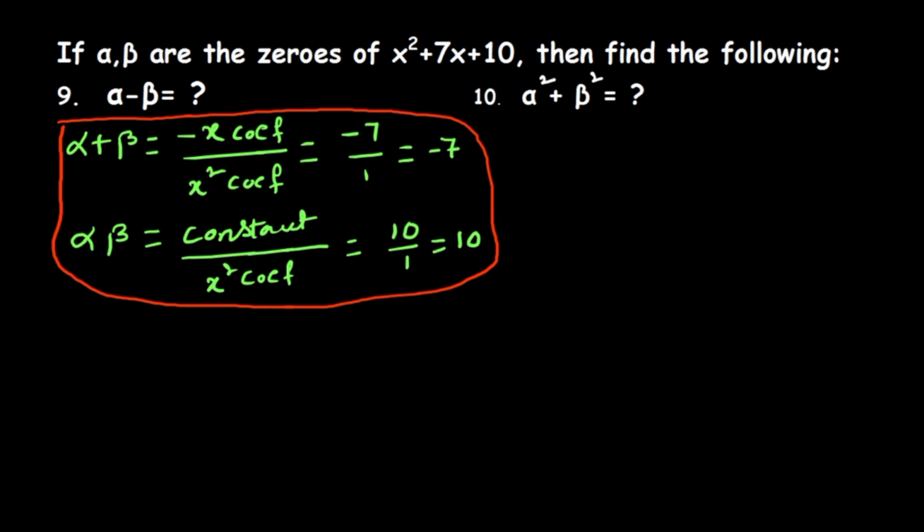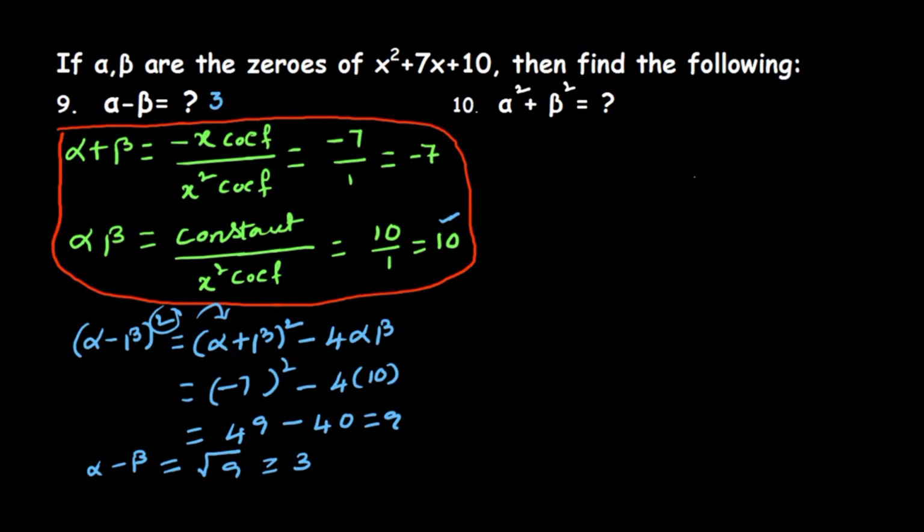Now what is the question? Alpha minus beta, right? Alpha minus beta whole square equal to, a very important formula you must note, alpha plus beta whole square minus 4 alpha beta. Generally we can also use the factorization method for this. Using the factorization method, or splitting into factors, we can find the zeros for this x square plus 7x plus 10.